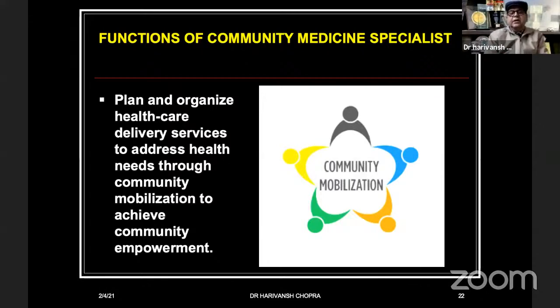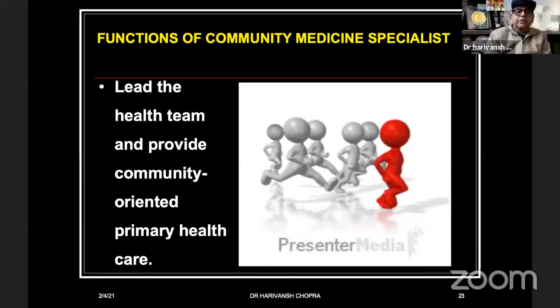Then plan and organize healthcare delivery services to address health needs through community mobilization to achieve community empowerment. Again, we are roaming around the words community participation, community mobilization, community empowerment. There is a lack of awareness in the community, and that lack of awareness is to be converted into awareness, which is to be converted into demand. If there is a community demand for a particular intervention or program, then the acceptance will be much higher and that program will be much more successful.